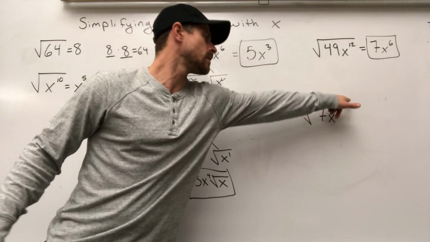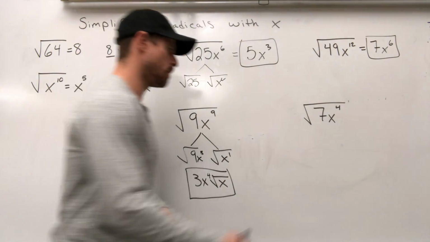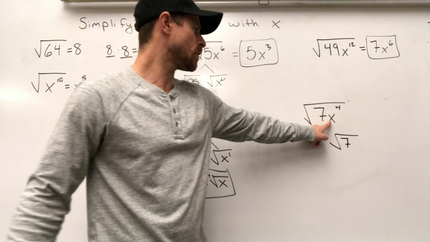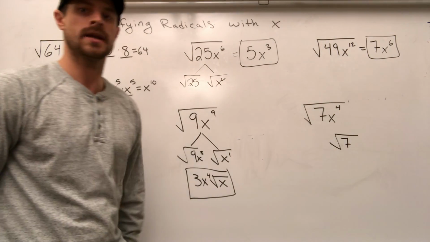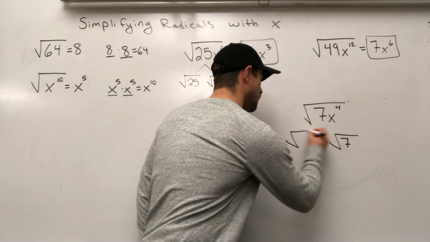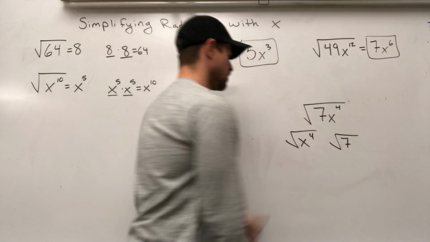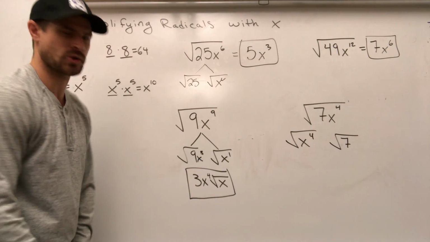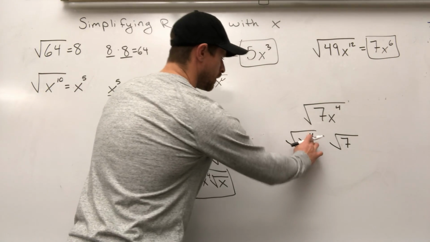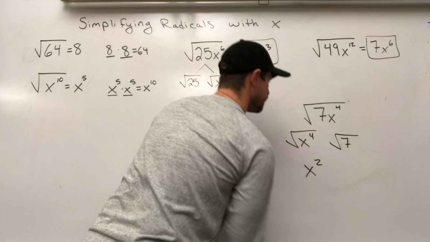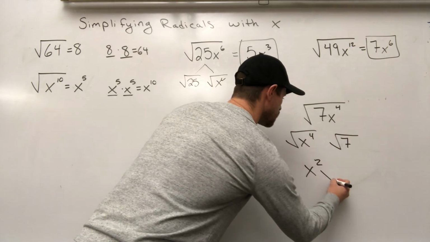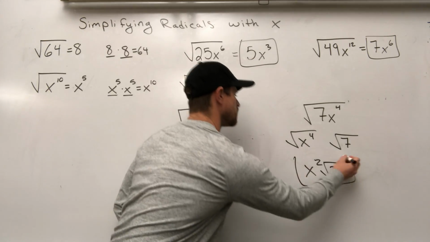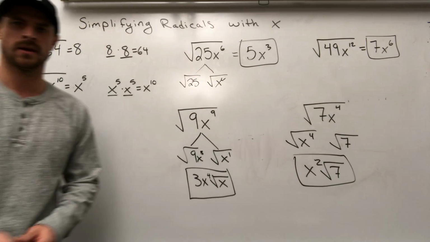Can you square root 7? Nope. Can you square root x to the 4th power? Yep. So we're going to separate them. Square rootable, not square rootable. All right, that should be new terminology, square rootable. Okay, cut the 4 in half, x squared. Can you square root 7? No, so we keep it as root 7. Put a box around it, make sure it's clear that's your answer, and you're good to go.